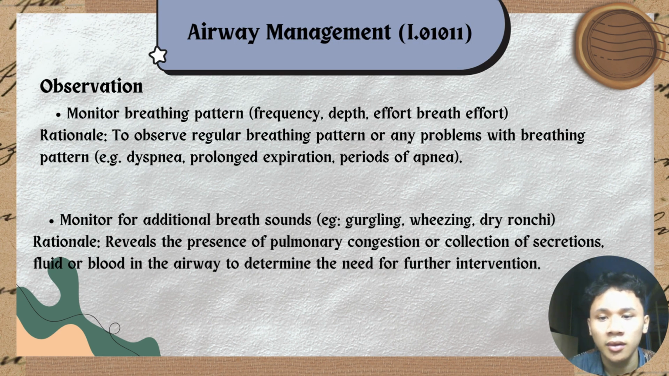For the airway management, there are observation and therapeutic. For the observation, one is monitoring breathing patterns, including frequency, depth, and effort of breath. The rationale is to observe regular breathing patterns or any problems with breathing patterns like dyspnea, prolonged expiration, and periods of apnea. Next is monitor for additional breath sounds, such as gargling, wheezing, and dry rhonchi. The rationale is to reveal the presence of pulmonary congestion or collection of secretions, fluid, or blood in the airway, to determine the need for further intervention.